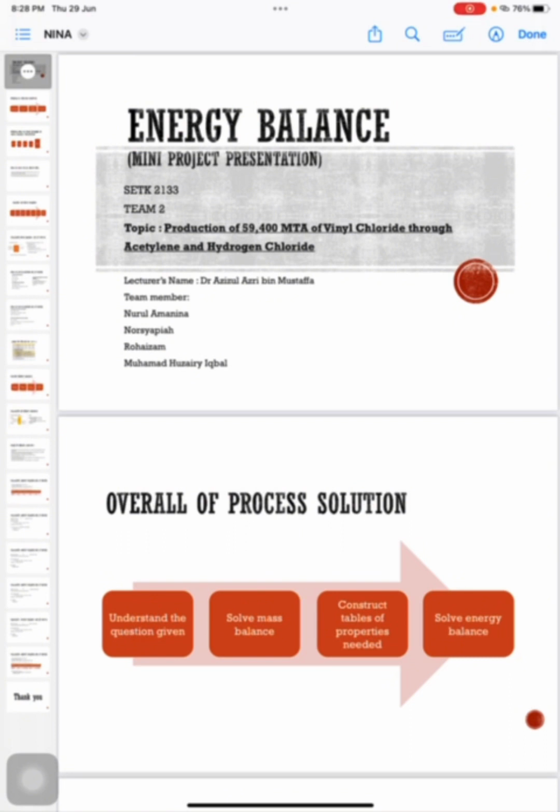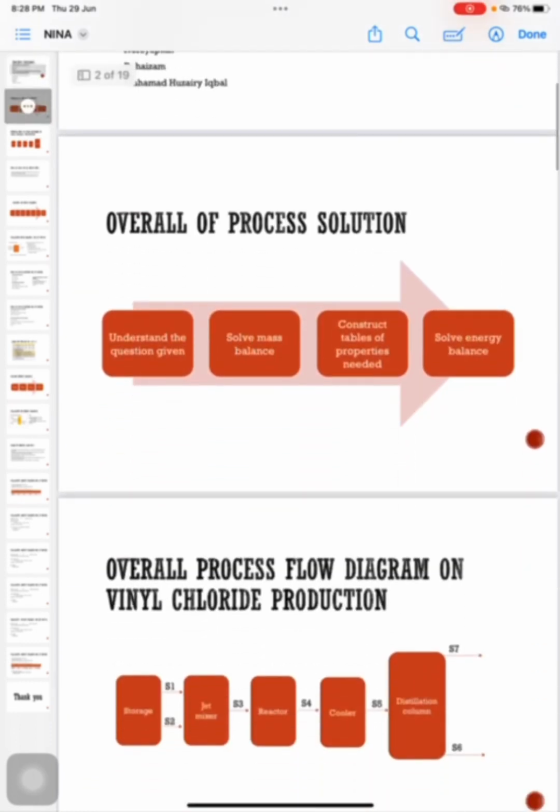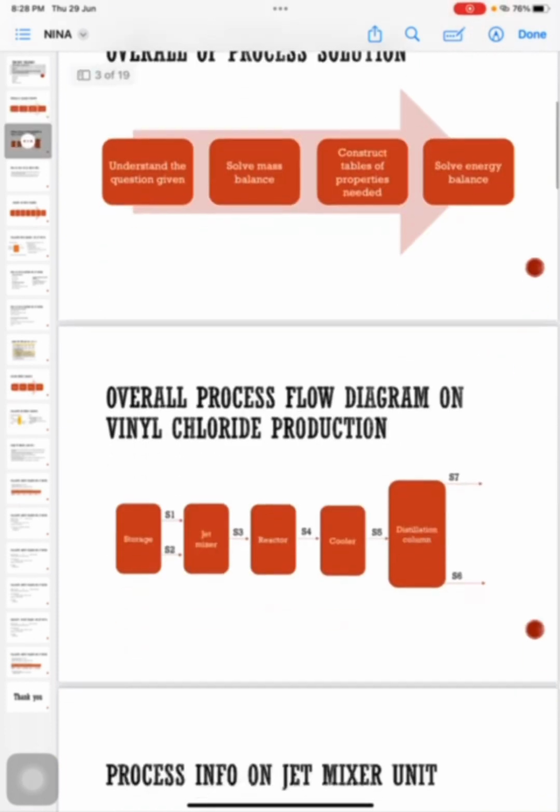Today I would like to talk about the energy balance mini project. The topic is production of 59,400 MTA of vinyl chloride through acetylene and hydrogen chloride. For the overall process solution, since we learned about the energy balance, we have to understand the question given, solve the mass balance, construct a table of properties needed, and lastly solve the energy balance.